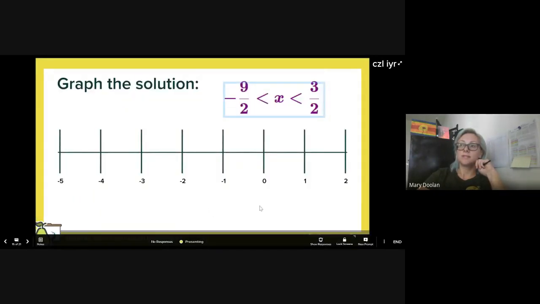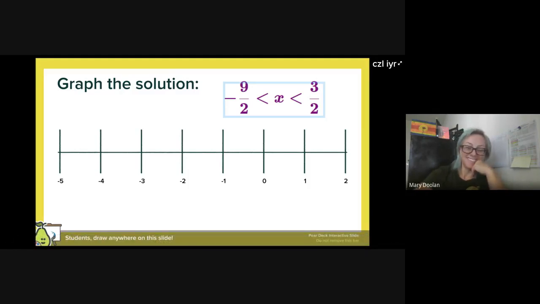Okay. Let's see how good you guys are at graphing fractions. Fractions always scare everyone. All right, so you're going to graph this solution. You're going to graph this compound inequality. So x is all values that are greater than -9/2 and all values that are less than 3/2. You first need to figure out where is -9/2 on that number line.